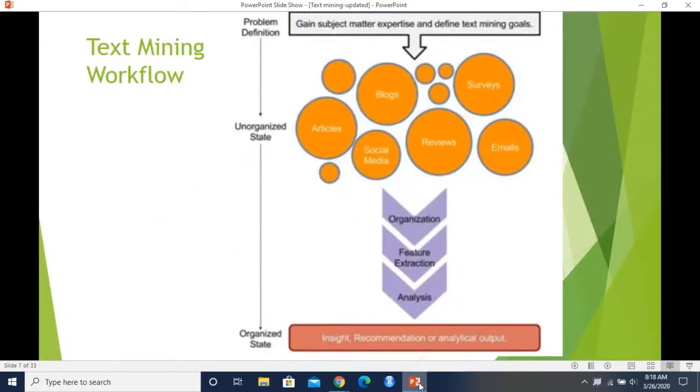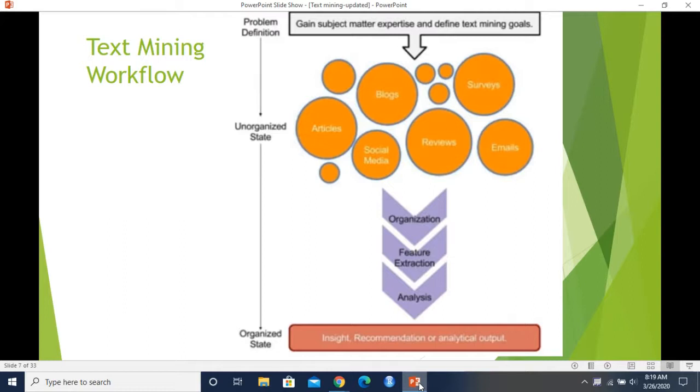The text mining workflow starts with a problem definition. Back to our example, a doctor needs to retrieve only relevant articles on an unknown disease. There is an unorganized state of over 25 million articles in the Medline database.